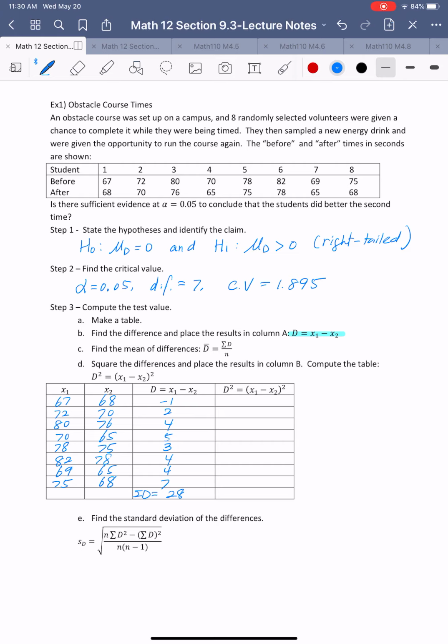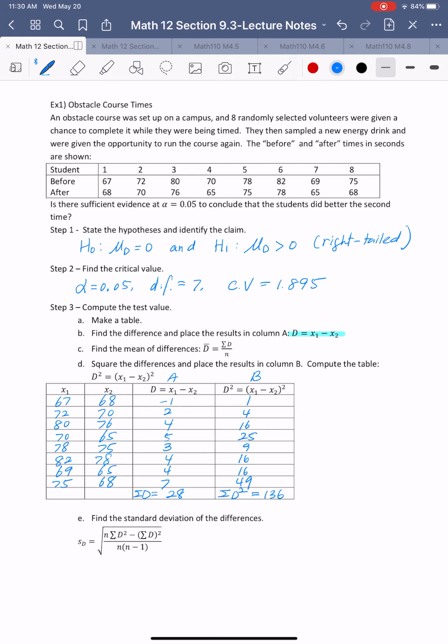And then the last column, we are looking for the square of the difference and placing the result in column B. So this is column A and this is column B. For column D, we need to square column A, which is going to be 1, 4, 16, 25, 9, 16, 16, and 49. And we also need to find the sum of it, which comes out as 136. Okay, so we'll use this later.